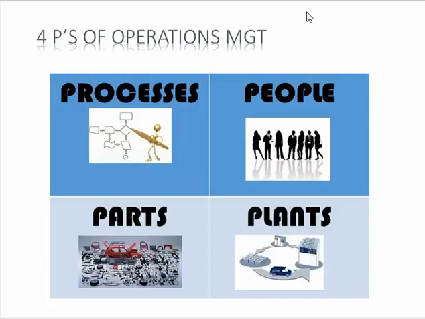Okay, and then there's the 4 P's of operations management: processes, people, parts, and plants. And so you're looking at all your processes that you do. You're looking at your people, what's their skill level, what's their training needs, etc. You're looking at the location of your plants or your offices or your stores or whatever you might have. And you're also looking at parts. In this case, it could be just supplies, but you're looking at processes, people, parts, and plants. Everything you can find out about that information.